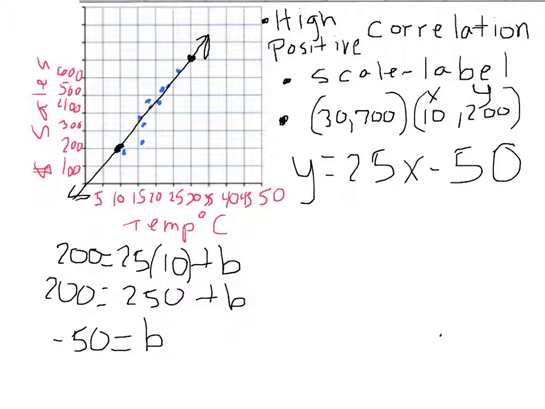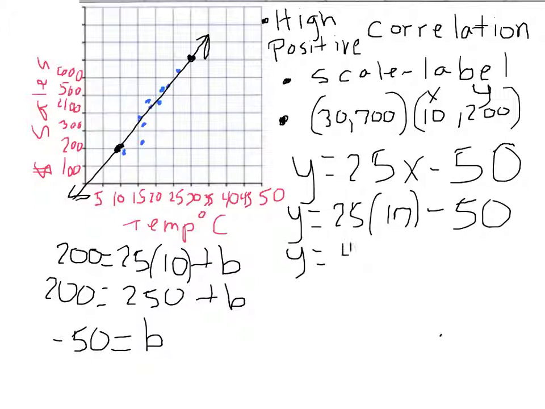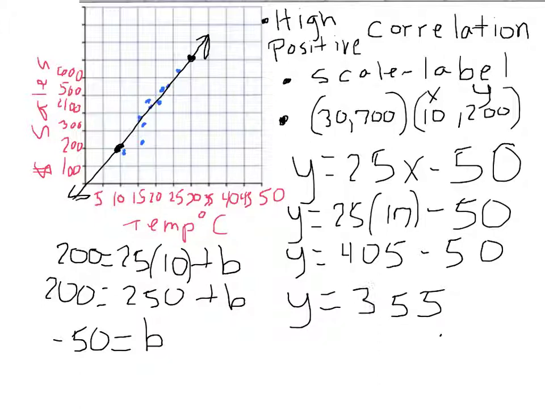It looks like at 17 the graph's showing that the sales should be between 300 and 400, but let's go ahead and use the prediction equation and figure that out. So 25 times 17 minus 50 to predict total sales when it's 17 degrees outside. 17 times 25 is going to be 405. So y would equal 405 minus 50. And so the total sales would be 355. And we said it would be between 300 and 400 is what our line is showing.